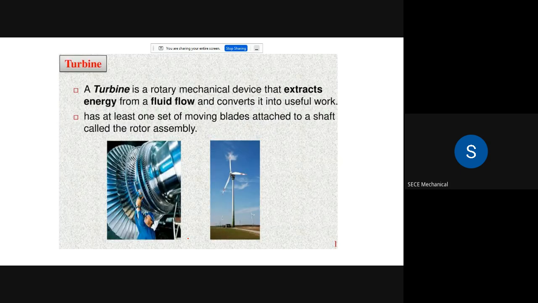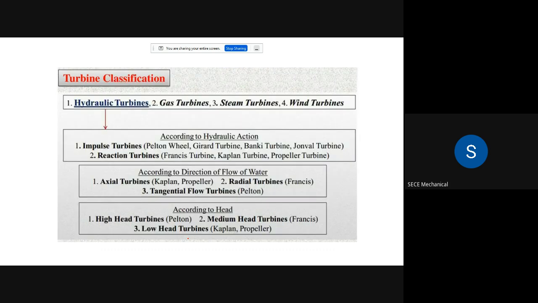So turbine is, as I said, the process of extraction of energy. In my words, it is called an extraction of energy, whereas a pump is an adding of energy. So between extraction and adding there will be some differences, right? So the turbine is a rotating mechanical device that extracts energy from a fluid flow and converts it into usable work, right? We are having useful blades.